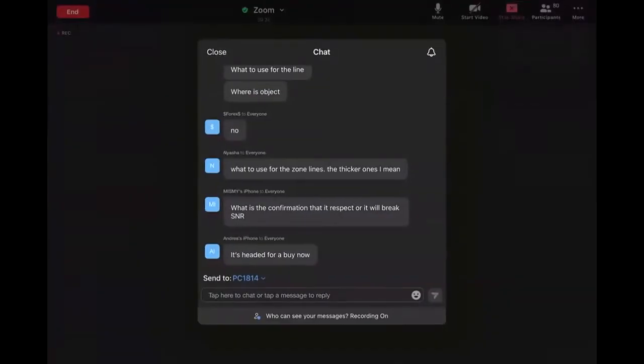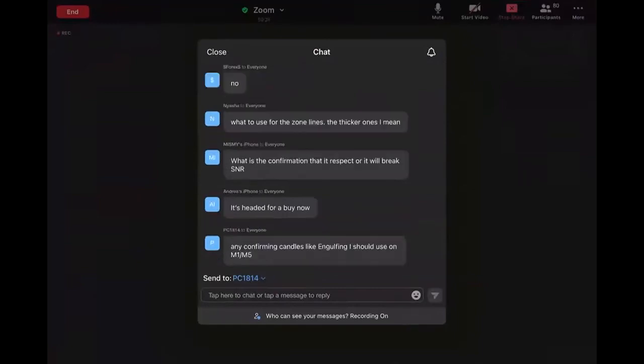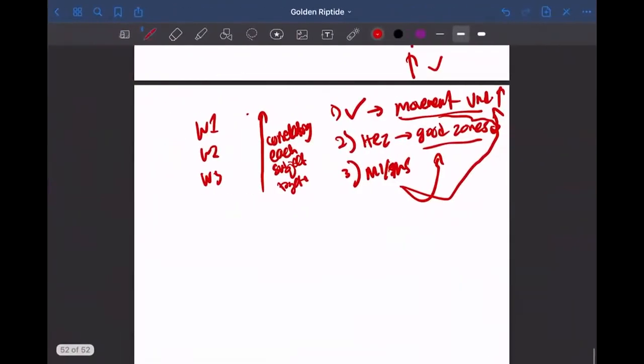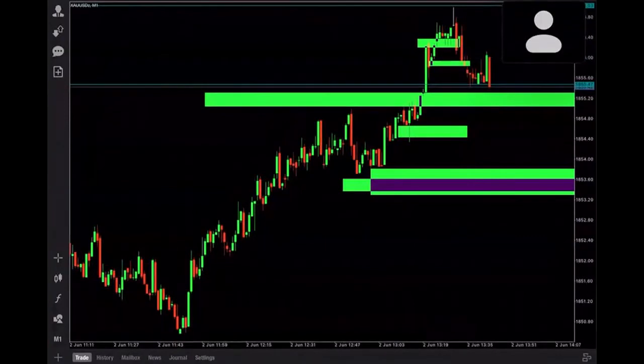What is the confusion about whether you respect or break SNR? You just have to understand the movement, that is fine. Because the movement you would know based on the H4 opening: where it opened, how much it has moved, how far. Because you have to see each time frame to understand.